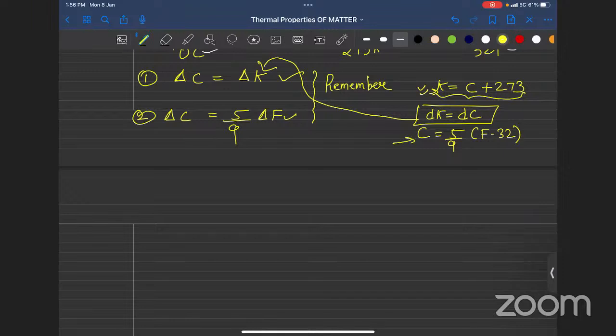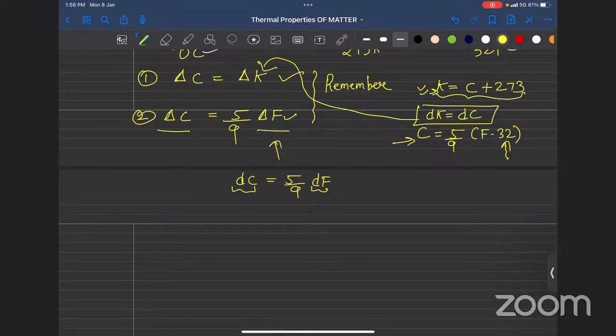And now if I'm generating a derivative of this, it gives me dC equals 5 by 9 dF, because the rest of the things are constant, so this goes to 0. Now the infinitely small change can be converted to delta, so here we're having the answer in front of you. If somebody wants the derivation, you can get it from here.